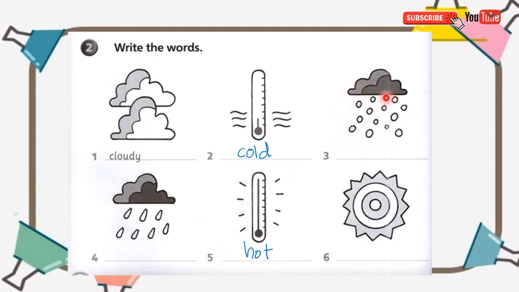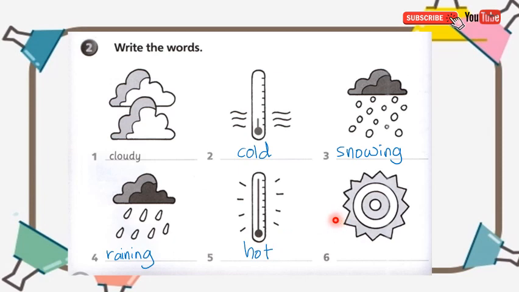Then the third picture, it's snowing. Bersalji. Picture number four, it's raining. Look at the difference. This one, eye drop. This one, sparkle. The picture shows bubble, actually it's sparkle. So this one, raining. Kita nampak macam eye drop. Air hujan. Titisan air.